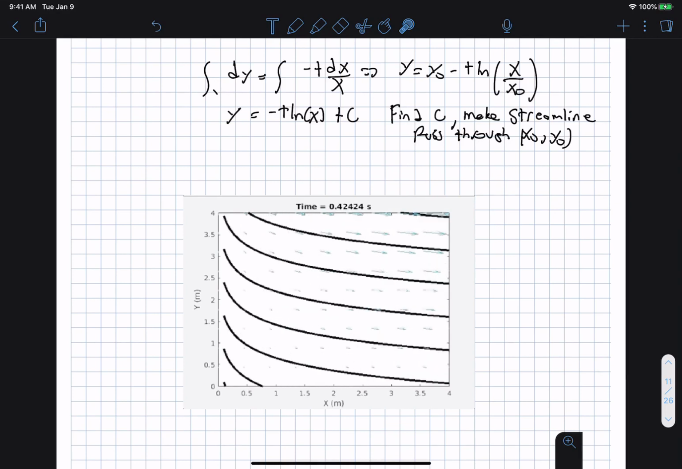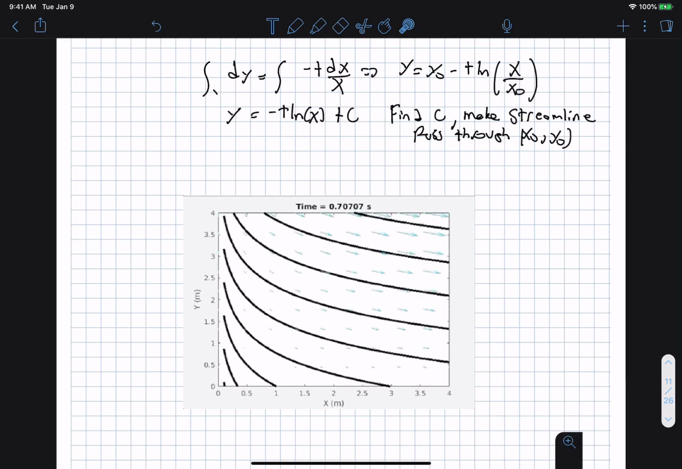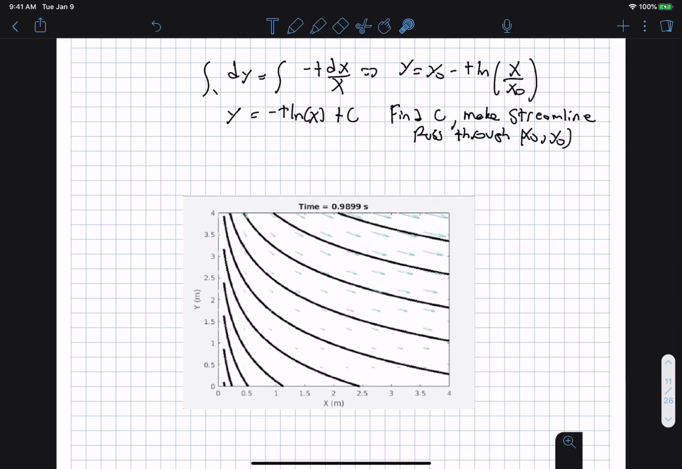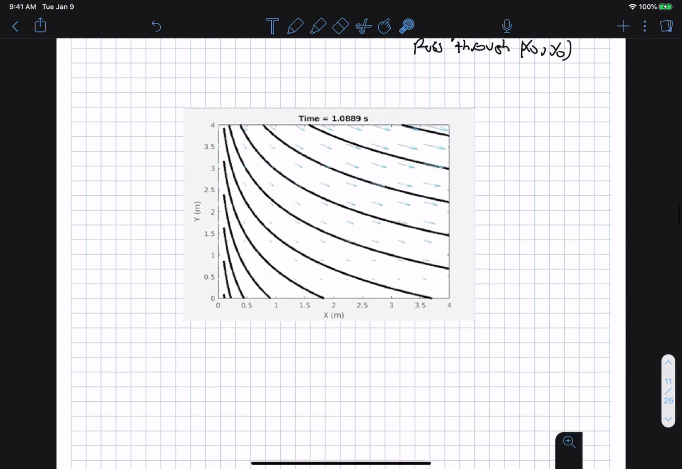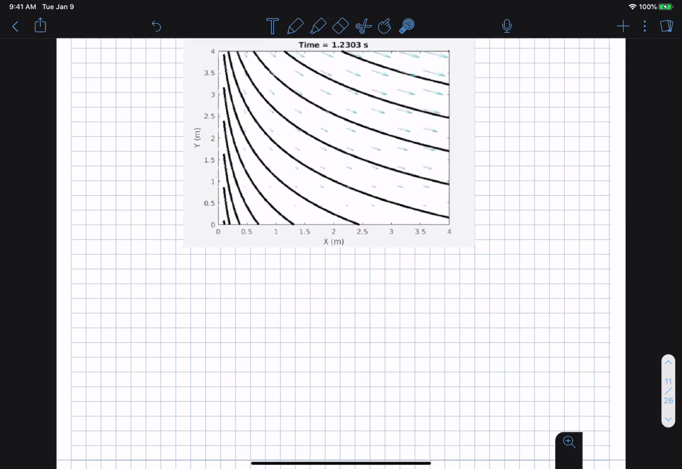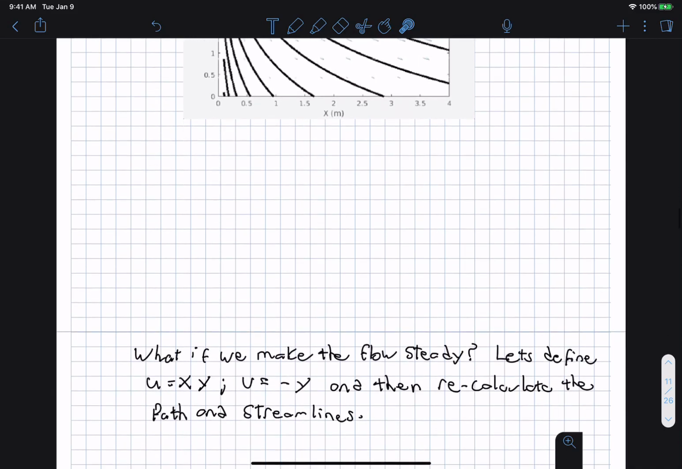So what if the flow is steady? What happens if the flow is steady? So here, these were transient flows. It was a function of time. And because it was a function of time, the path lines and streak lines and streamlines, for that matter, were all different. Every last one of them. But what if we made the flow steady? What would happen if we made the flow steady?